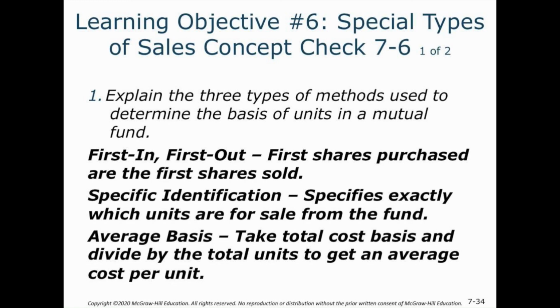Let's take a look at our concept check here. Explain the 3 types of methods used to determine the basis of units in a mutual fund. So first in, first out means the first shares purchased are going to be the first shares sold. Specific identification specifies exactly which units are going to be sold from the fund. And then average basis is going to take the total cost basis from multiple purchases and divide by the total units to get an average cost per unit.